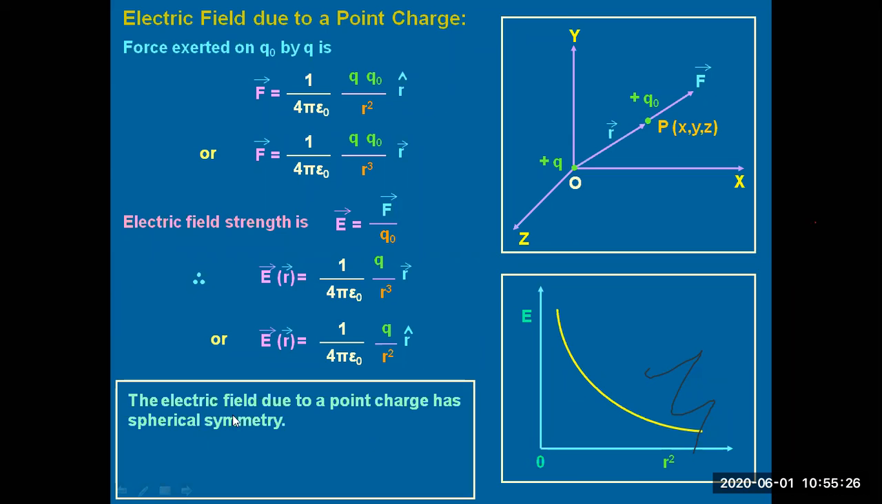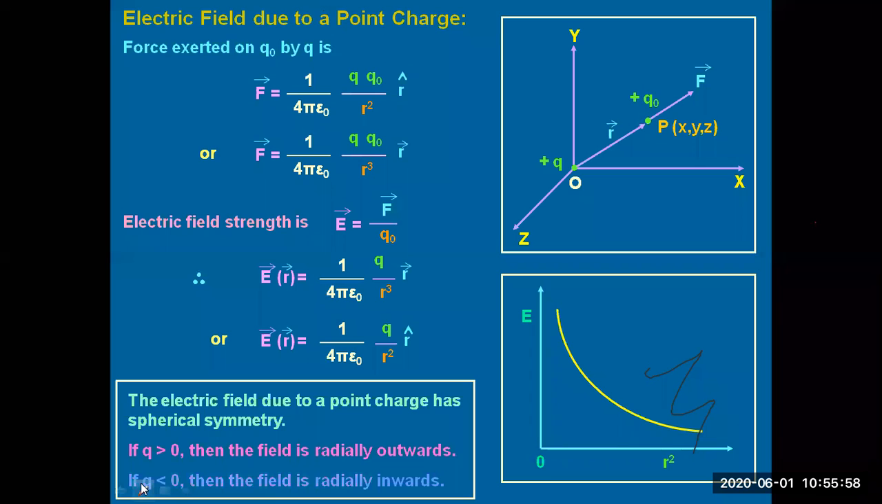The electric field due to a point charge has spherical symmetry. What is the direction? One mark question in your competitive exams they can ask. Just for that sense, keep it in mind. It has spherical symmetry. That means it should move along a sphere. If Q is greater than 0, that is, if your charge is positive, then the field is radially outwards. I'll show you a diagram, you will understand this. Next point is, if Q is negative, then the field is radially inwards. Q is greater than 0 means it is positive. Q is less than 0 means it is negative.